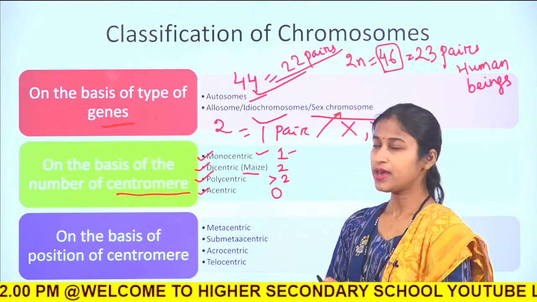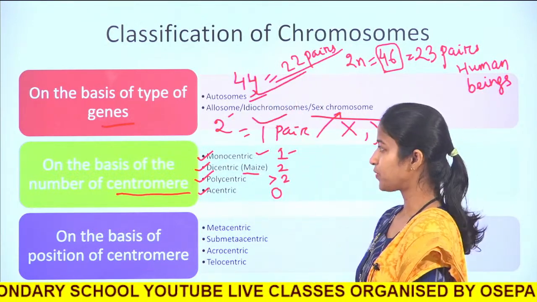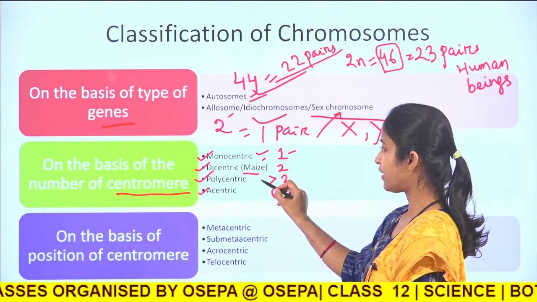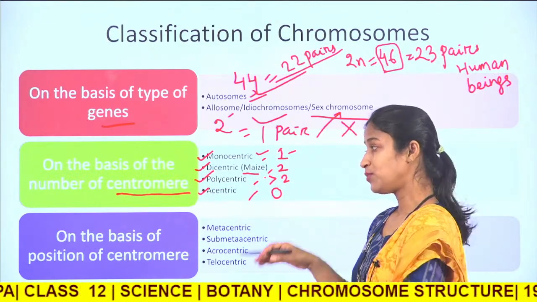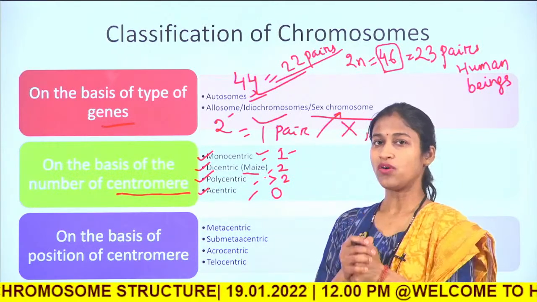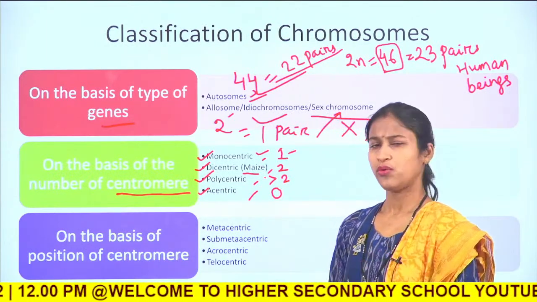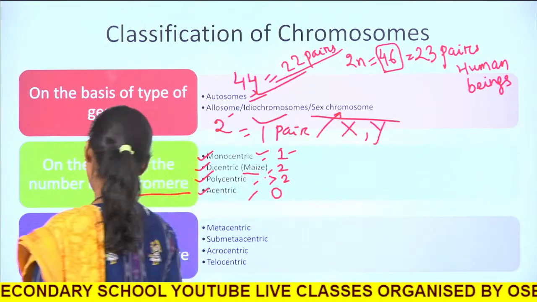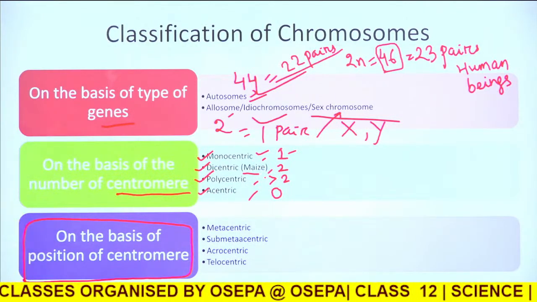Acentric. So, on the basis of genes, it is autosome and allosome. On the basis of the number of centromeres, it is monocentric, dicentric, polycentric and acentric. Now, the most important basis that we generally consider for classifying the chromosomes is the position of the centromere. We can classify the chromosomes in various ways, but this basis is the most important one. We generally consider this one.